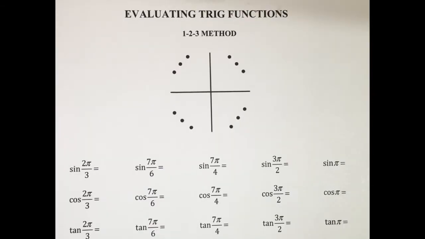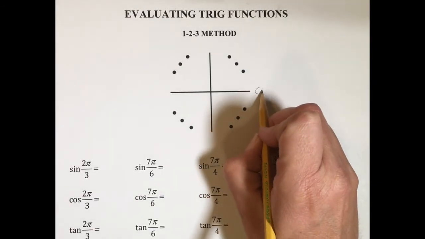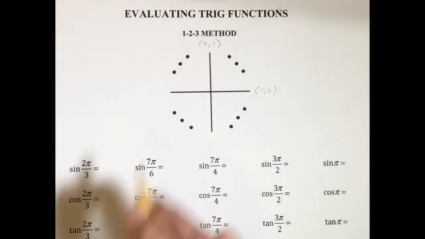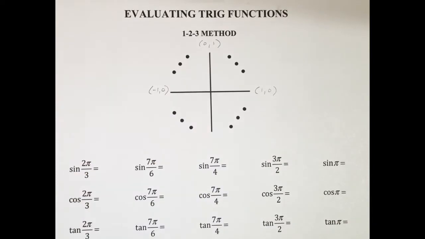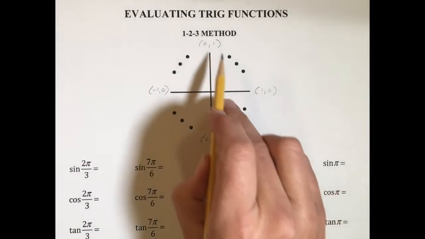Well, let's learn the 1, 2, 3 method, which will essentially allow you to use the unit circle without requiring you to memorize the entire thing. Step 1 is to draw your x and y axis and label the points 1, 0, 0, 1, negative 1, 0, and 0, negative 1. In step 1, you put all the 1s.